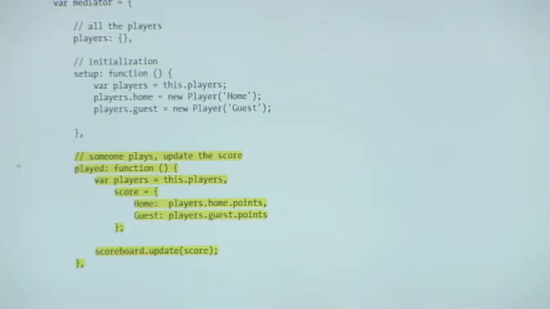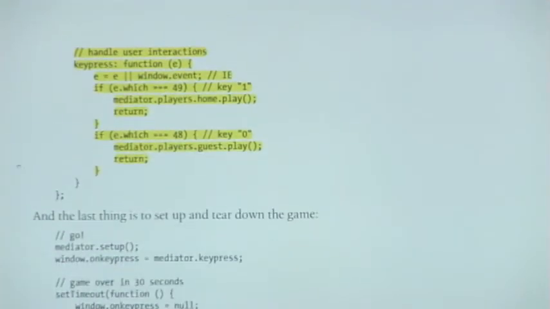So instead of the player objects updating the scoreboard directly, you have this sort of core of the game that everything is going through, and so the players are talking to the mediator and the mediator is talking to the scoreboard. It's pretty simple. So then mediator also handles your key press events so that these aren't cluttering up your player object or your scoreboard object.